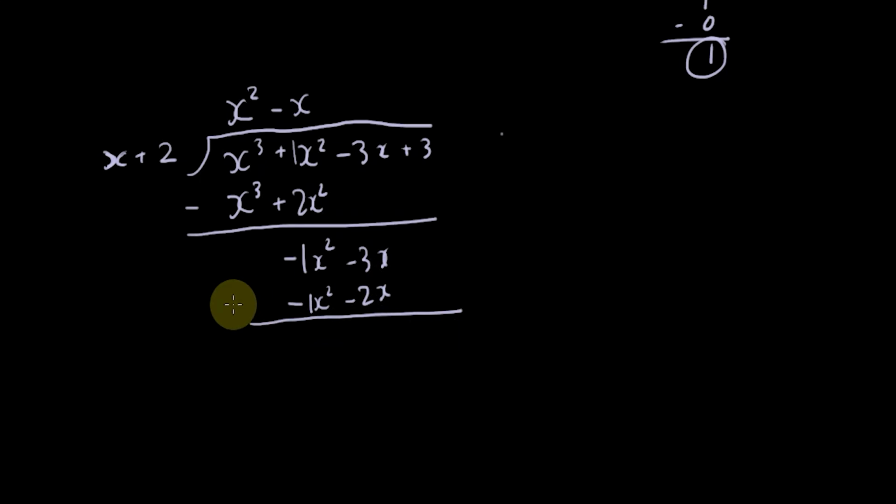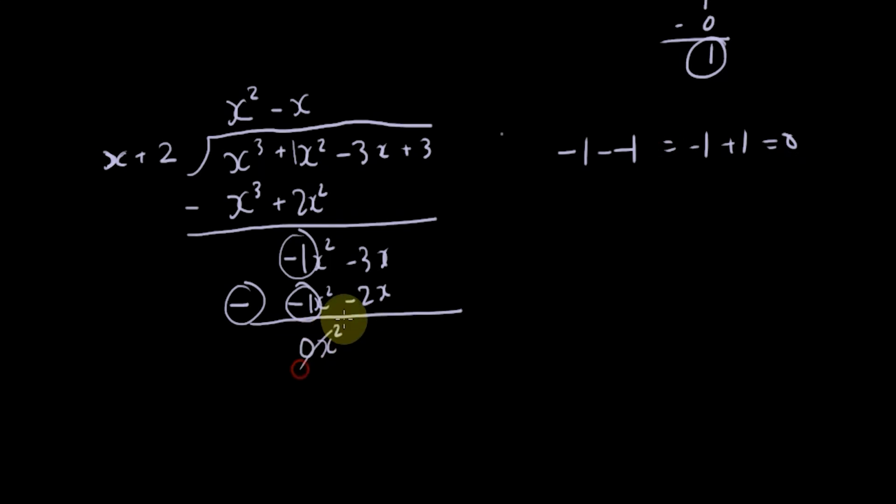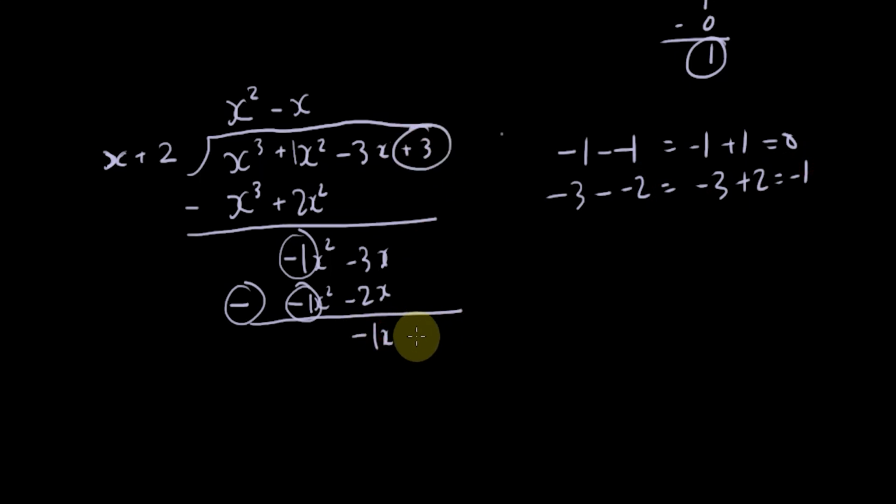So then, make sure you do the minus sign. You have negative 1 minus minus 1, which is negative 1 plus 1, which is 0. So you've got 0x squared, so you don't have to write it. Then you have negative 3 minus negative 2, which is negative 3 plus 2, which is negative 1. So you have negative 1x. Then you have a plus 3 here.